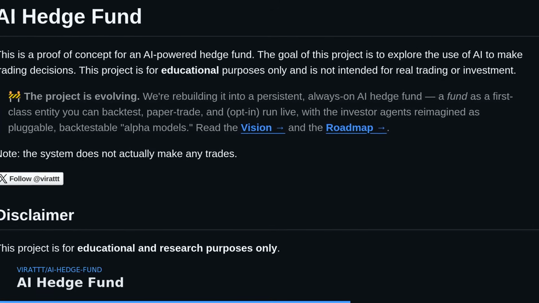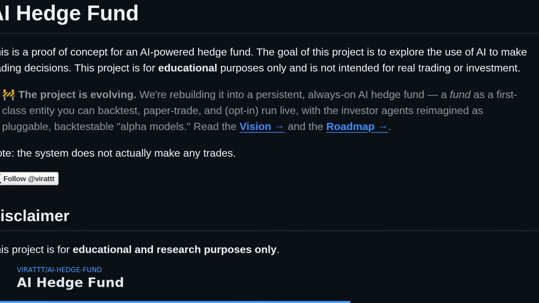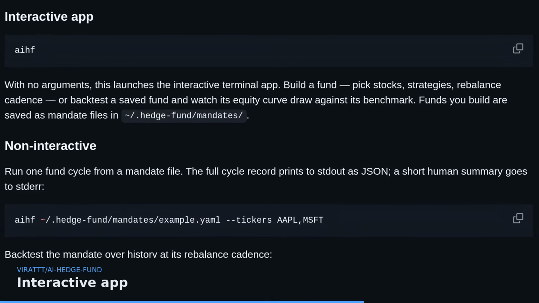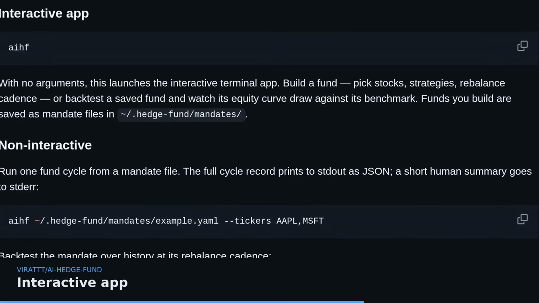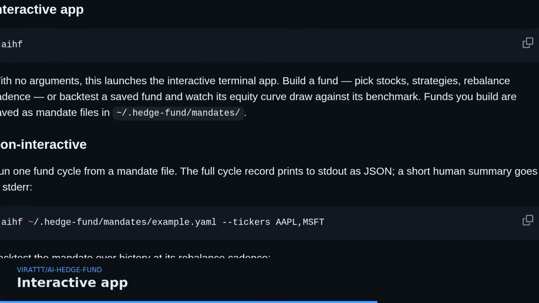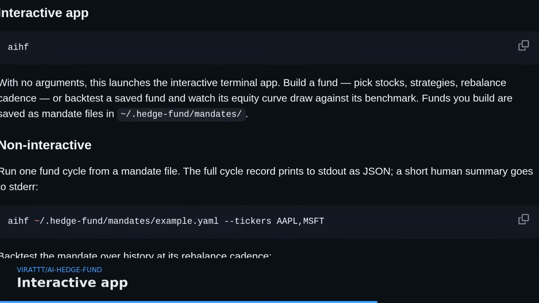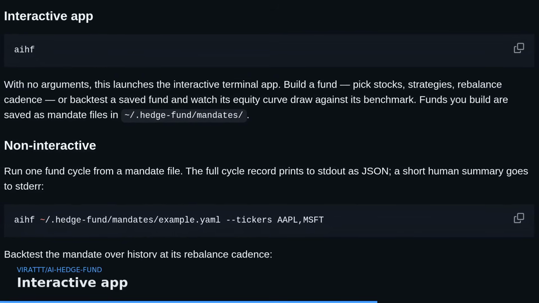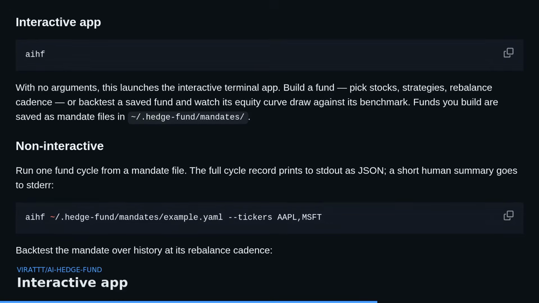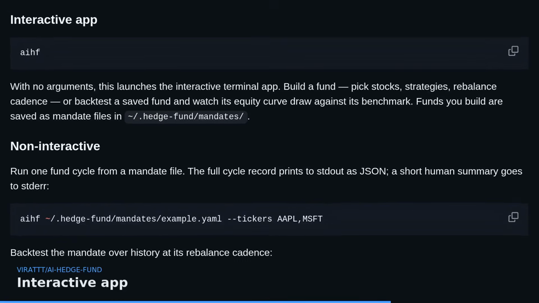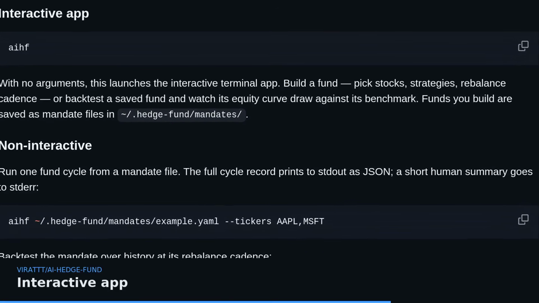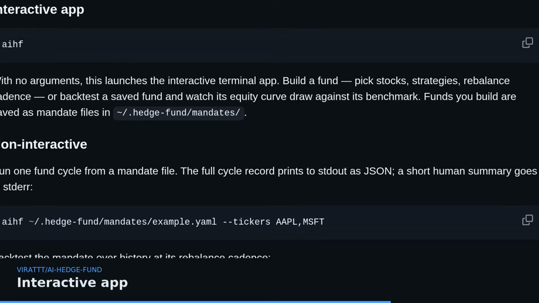What about the user interface? How does someone interact with the system? There's an interactive Textual TUI, terminal user interface, that allows users to build and manage funds directly from the command line. This is a powerful tool for building complex fund structures and testing different strategies. The TUI is a thin client that composes a fund specification, which is the same YAML file that the system reads for non-interactive runs. This means that the same specification can be used in both interactive and non-interactive modes, making it easier to develop and test funds.